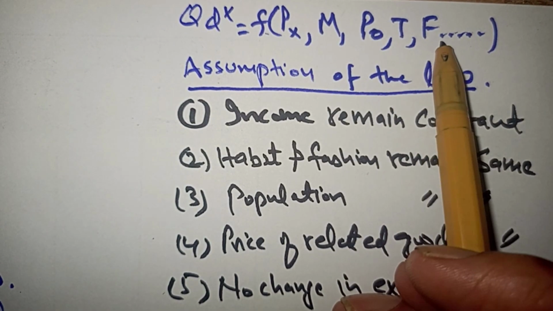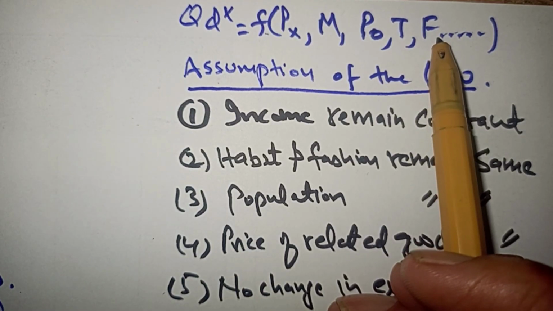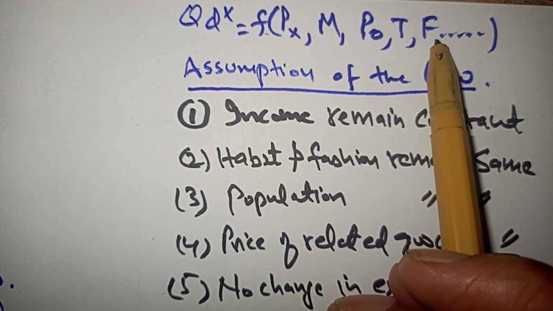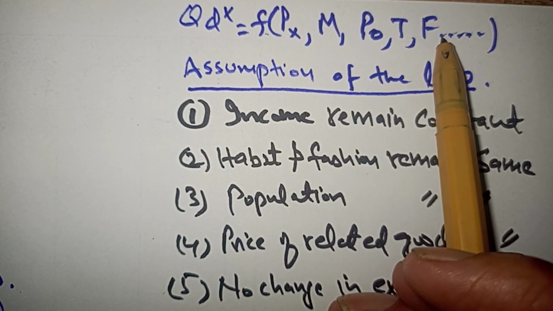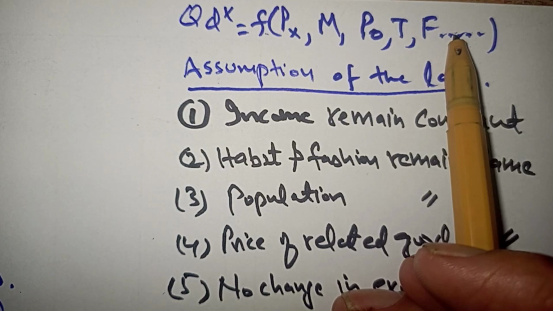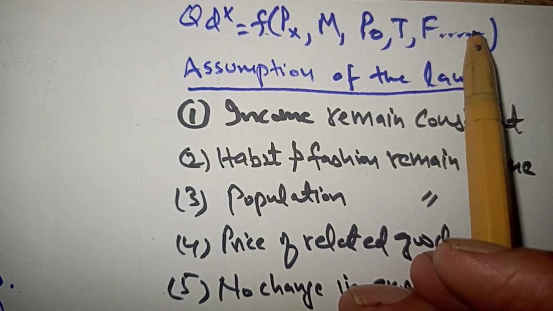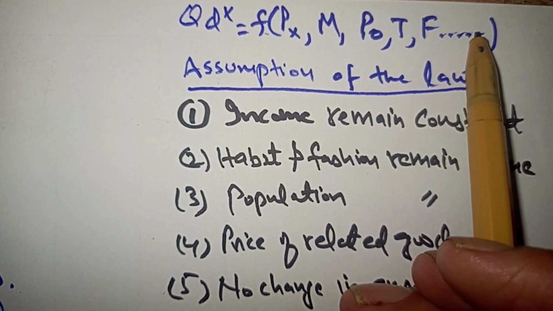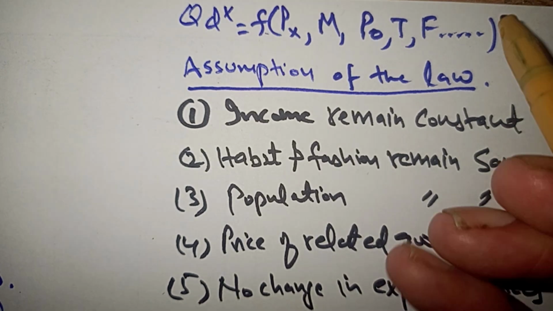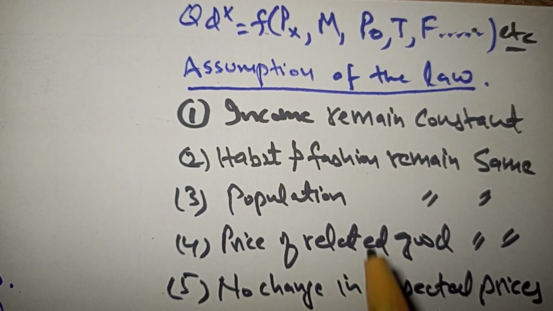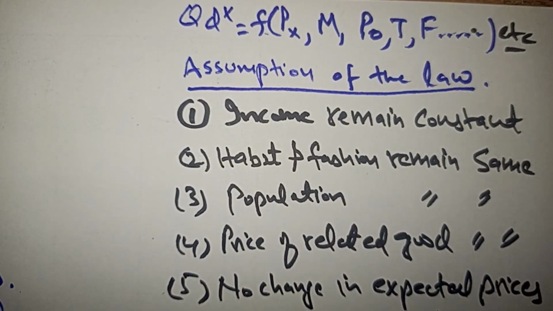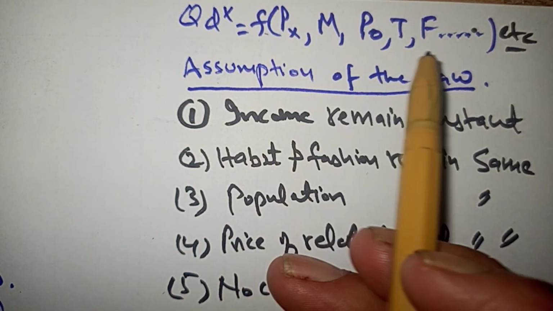F means fashion, fashion of the consumer, and so on. Weather, W, or climate conditions, or wealth distribution or taxes, etc. Now we discuss all these one by one.